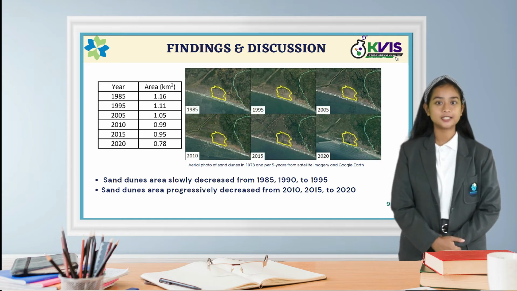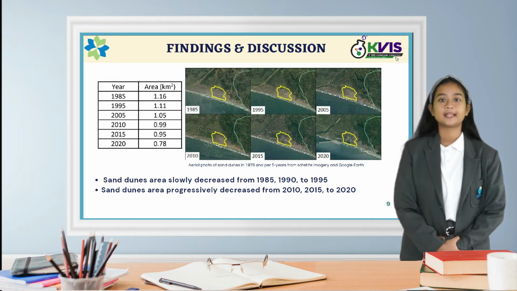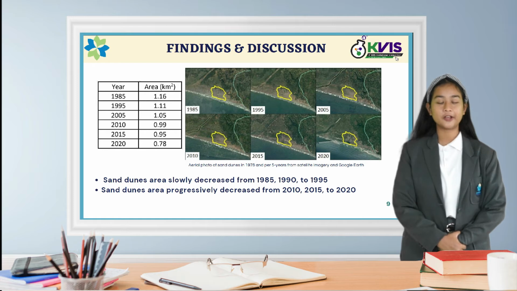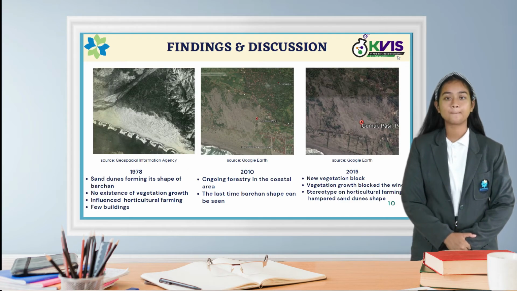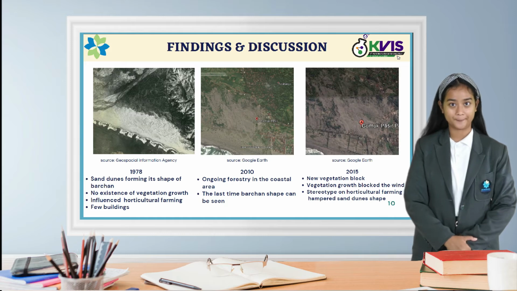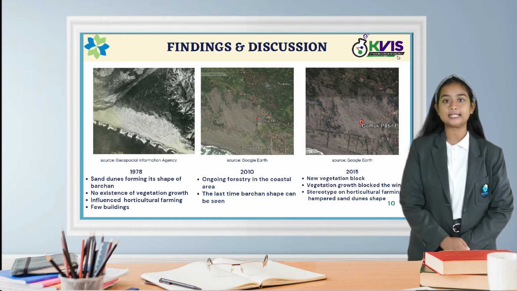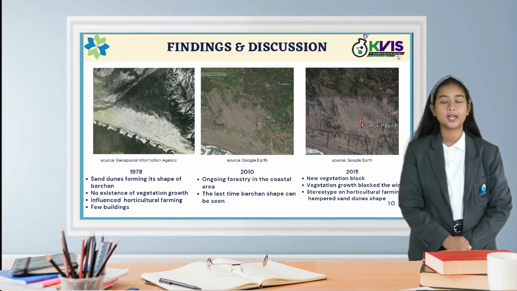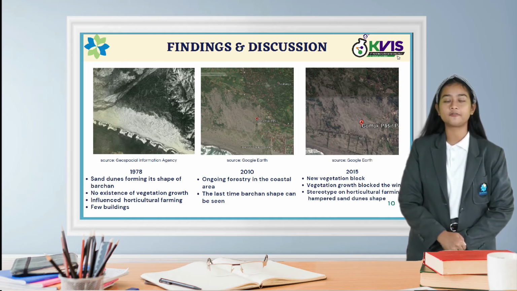But for the last 10 years, from 2010, 2015 to 2020, the sanduns area was progressively decreased. This proves that vegetation has affected the Parangtritis sanduns deformation. Let us tell you specifically about the sanduns deformation before and after the plantation program. In the figure 1978, it can be seen that the sandun is still forming its shape of bar chart. There is no existence of vegetation growth which influenced horticultural farming, and just few buildings in the area.